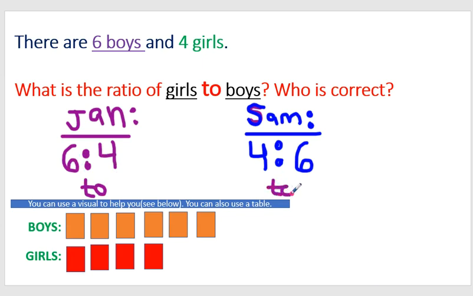So I'm making the second video on ratios to point out 2 things. Number 1, order is important. You cannot just switch the order, and I'm also going to do another problem with tables, which sometimes you get ratio problems with tables. So either Jan is correct or Sam.